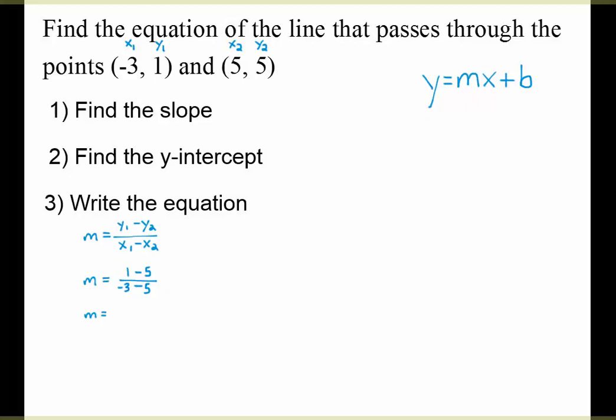1 minus 5 looks like negative 4. And negative 3 minus 5, remember that's type 1 subtraction. Get mugged twice, you're going to end up with a negative 8. Okay, so negative 3 minus 5 is negative 8. And then we can just simplify that. A negative divided by a negative is a positive, and 4 divided by 8 is 1/2. So it looks like our slope is a positive 1/2.